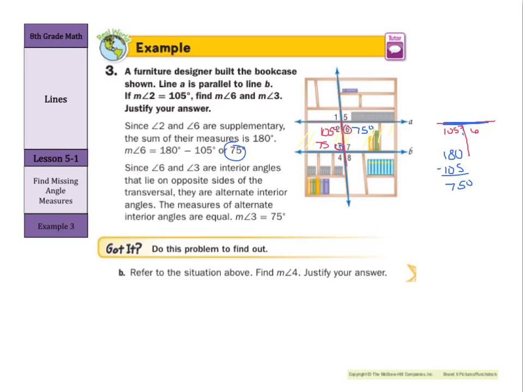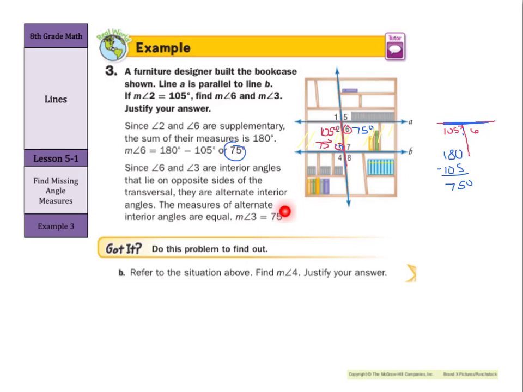So if angle 6 is 75, so is angle 3. And that's what it says in our description. On opposite sides of the transversal, alternate interior, they're equal. Measure of angle 3 is 75 degrees. Now what about the measure of angle 4?